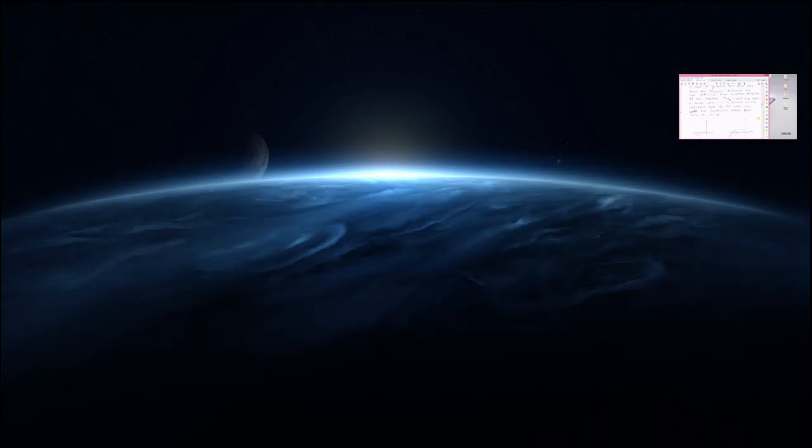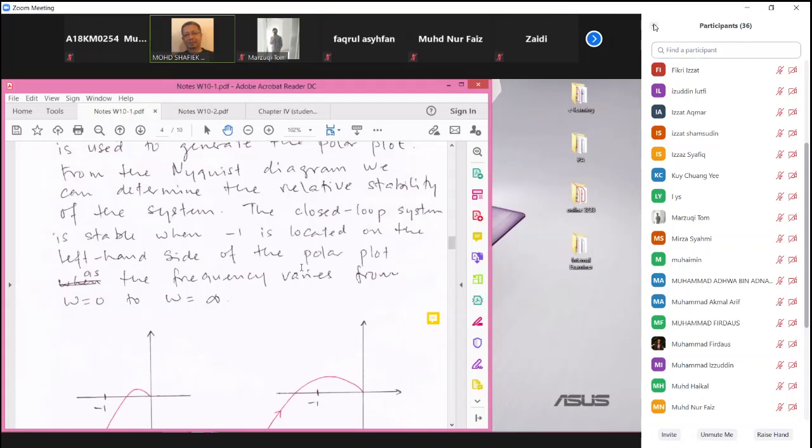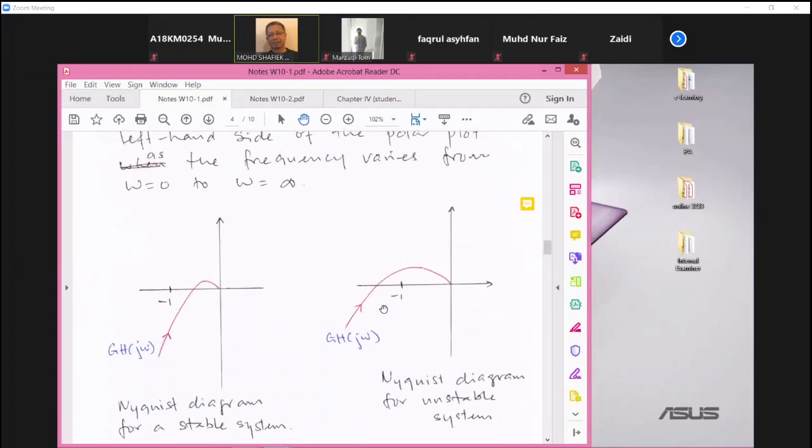Now, what about this relative stability? How do you know whether the system is almost unstable? If your Nyquist diagram goes directly through point -1, now you know that the system is marginally stable. So to the right of -1 is stable, to the left of -1 is unstable. If the Nyquist diagram goes directly through -1, then the system is marginally stable.